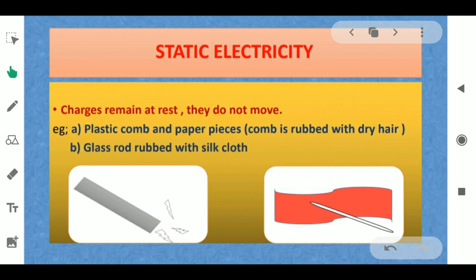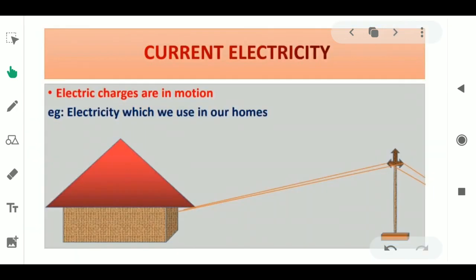There is no movement of charge. The charges remain at rest. They do not move. Clear? So these are some basic examples. So you should study these examples. Clear? Yes. Next one, current electricity.